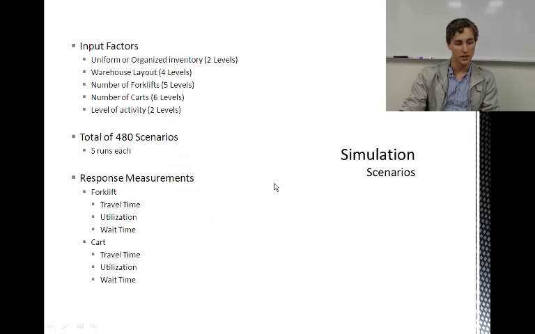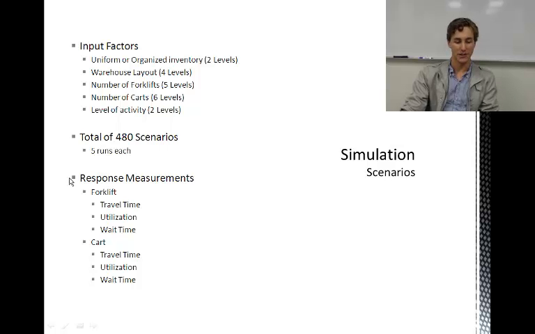and we collect statistics on that. So there are a lot of factors with that: whether the inventory is organized so it's close to the front or not, ABC style; the warehouse layout, there's the 4 different layouts that I went over; and the number of forklifts and carts, so the various levels for that. And then the level of activity, so if the warehouse is really busy or if it's maybe not so busy for a day. That comes out to 480 scenarios with 5 runs each. I'm very glad I don't have to manually look at every single different configuration in a warehouse. That's why we love simulation.